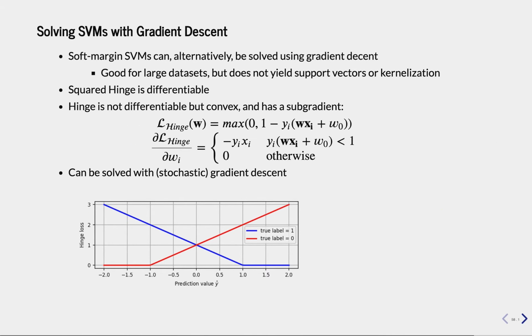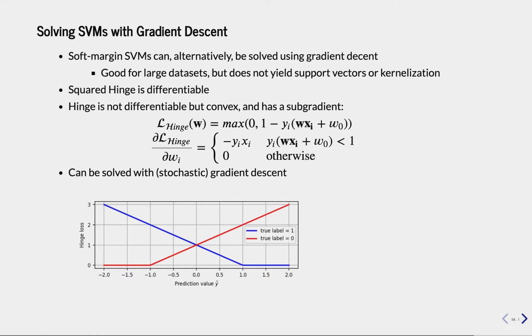Now, you can also solve SVMs with gradient descent, of course, which is nice if your datasets are very large. In that case, the programming solution is not feasible anymore, and we want to use SVM. Now, the squared hinge is differentiable, so the least squares SVM has no problem. The normal SVM uses hinge, which is not differentiable, but it is convex. So it's similar to the lasso situation, and again, it has a sub-gradient.